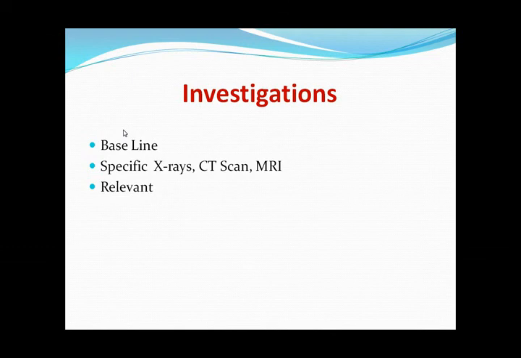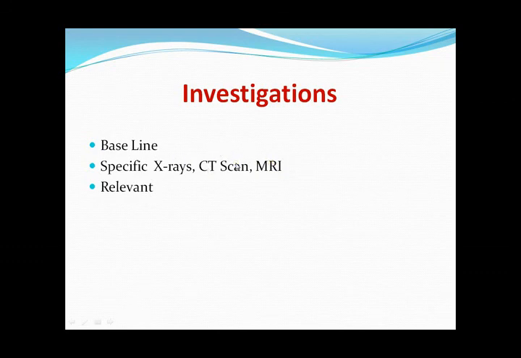And I always divide my investigations into three: baseline, specific, and relevant. Baseline means urea, creatinine, blood CP, electrolytes, all these things. Specifically in spinal injury, we go for X-rays, CT scan, and MRI, mainly MRI and CT scan. So MRI tells us about the spinal cord injury, and CT scan and X-ray tell us about the vertebral bone injury.